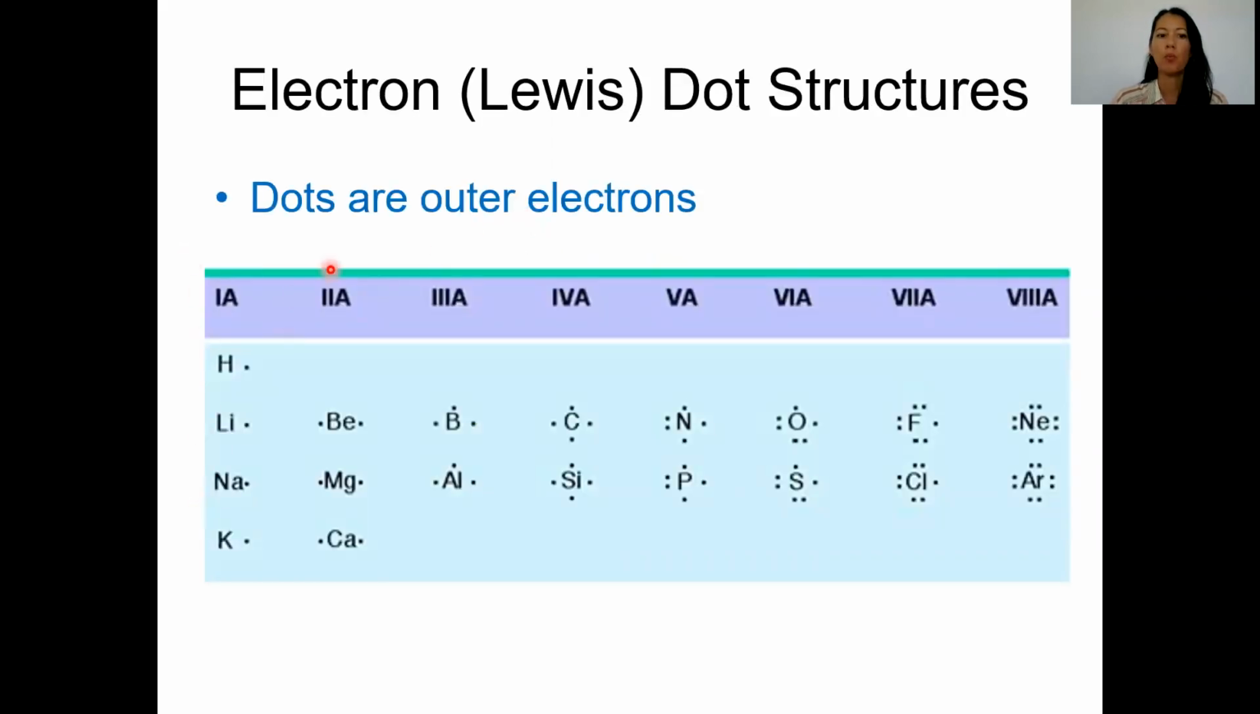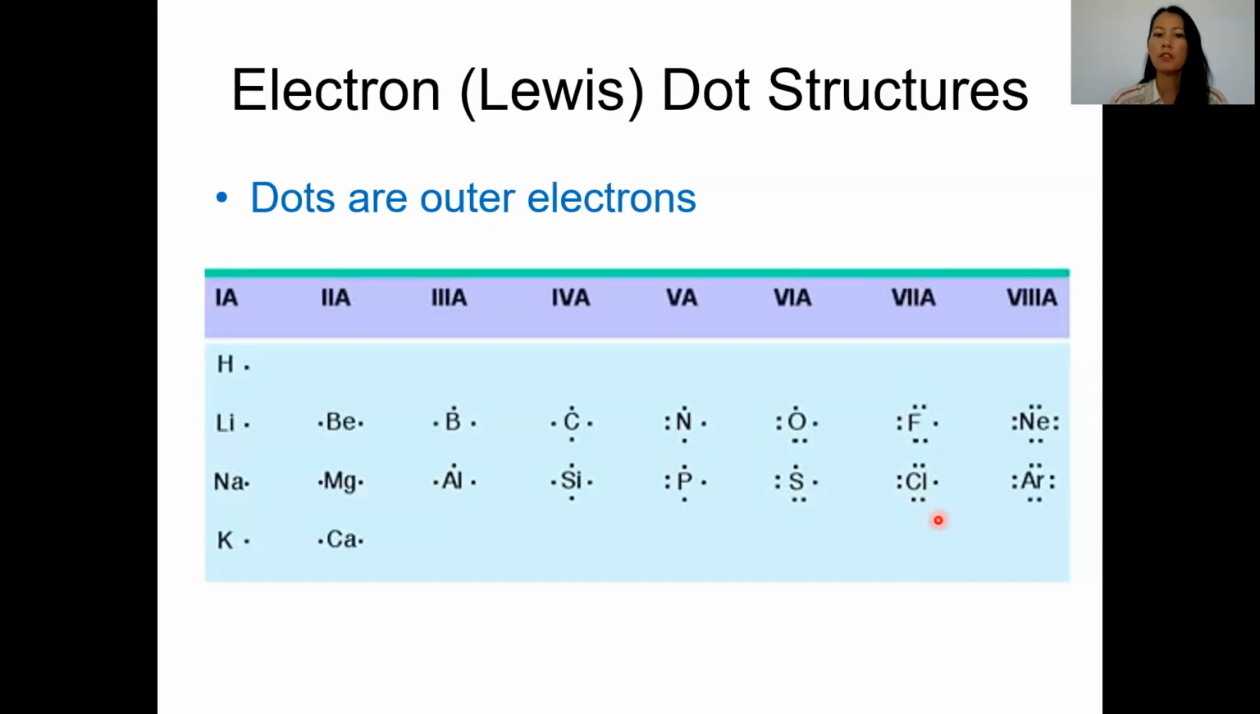Each column, 1A, 2A, etc., each column has elements grouped by similar outer electrons. Group 1A has 1 outer electron. That's hydrogen, lithium, sodium, etc. Group 2A has 2 outer electrons, 3A, 3. So what's nice to know is the group number is the number of outer electrons, the halogen 7.